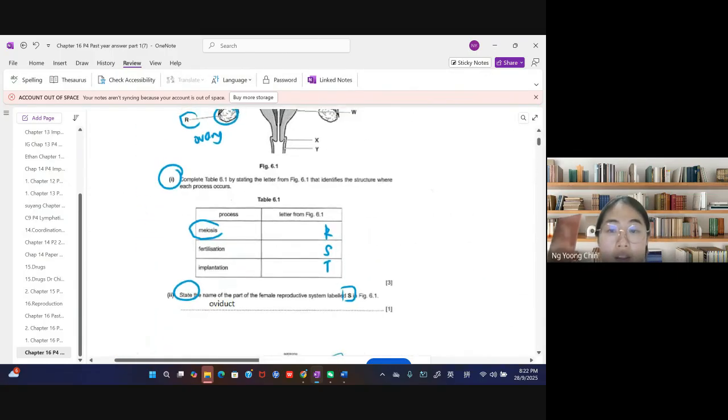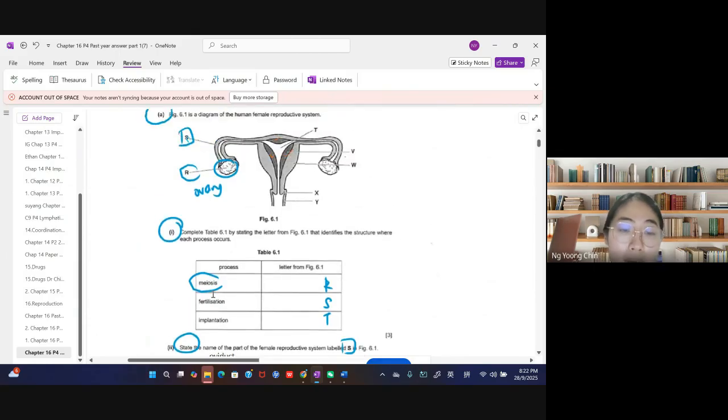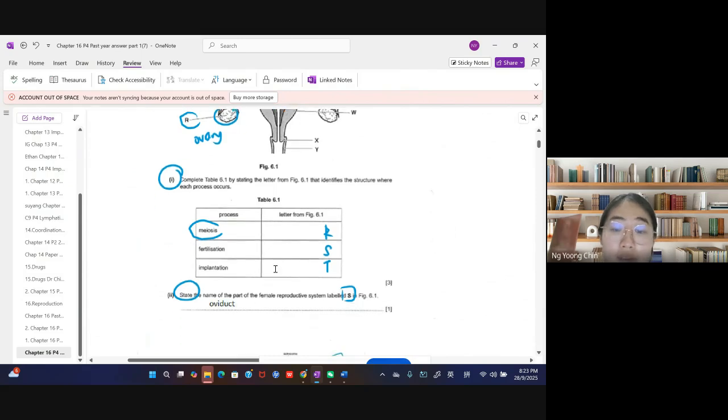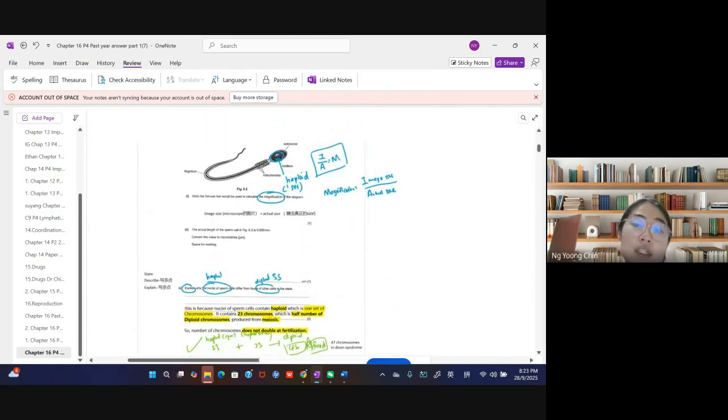So they're asking you, okay, the meiosis process happens inside the ovary. Yes, it's because ovary produces ovum. Ovum is haploid, okay, it's a single set of chromosomes. Then S, they will have the fertilization. T will be the implantation, okay. It's very easy for you. And then, yeah, for this one, okay.